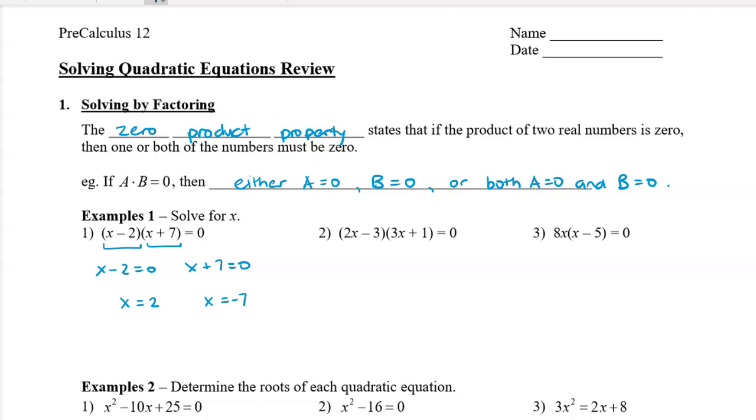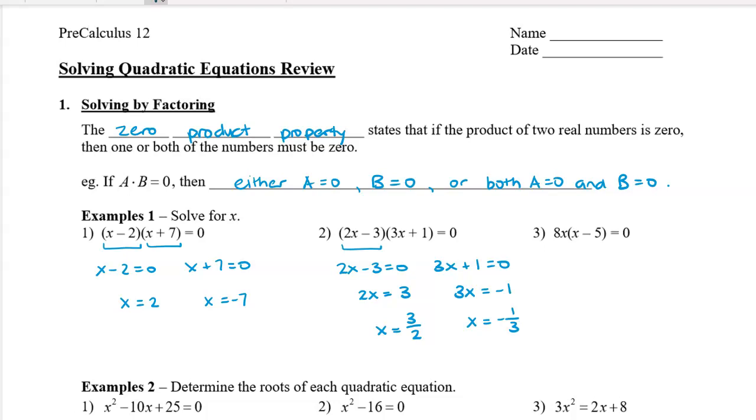Similarly, in this next question, we have (2x - 3)(3x + 1) = 0. So 2x - 3 = 0, or 3x + 1 = 0. We solve our simple little equations again. We get 2x = 3, divide both sides by 2, and x = 3/2. For the second one, 3x = -1, divide both sides by 3, x = -1/3. Both of these have two solutions, and it's because there are two x factors.